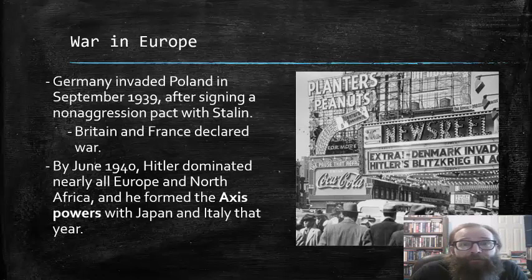By June of 1940, however, the overwhelming might of the German war machine led Hitler to dominate nearly all of Europe and North Africa, and he formed the Axis powers through an alliance with Japan and Italy that year.